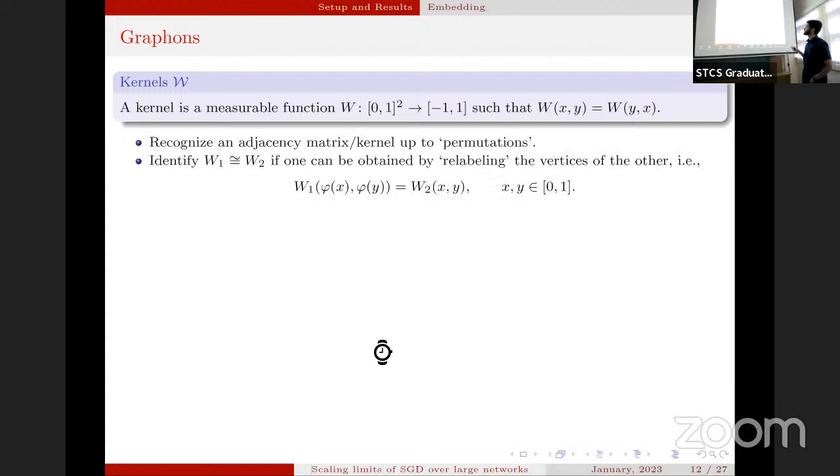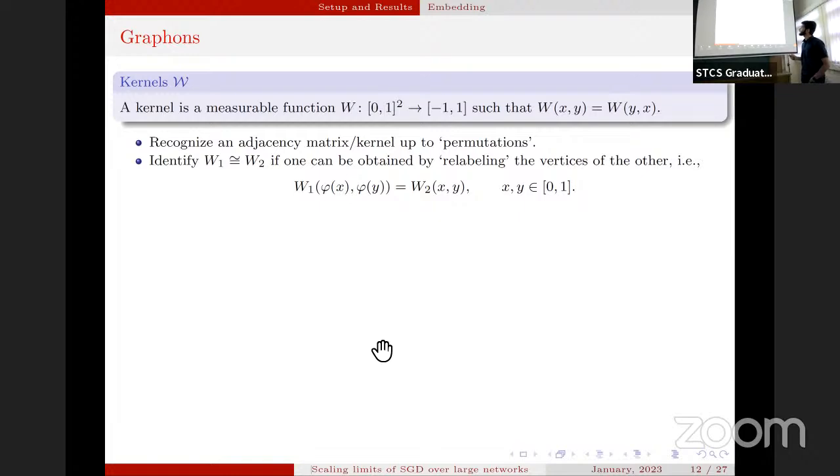So now we have a common embedding, but we used kernels for vertex-labeled graphs. We want to throw away the labeling, because there is a symmetry that we want to exploit. So what we want to do is recognize matrices or kernels up to permutations. However they are relabeled, they should be the same object because they are just unlabeled graphs.